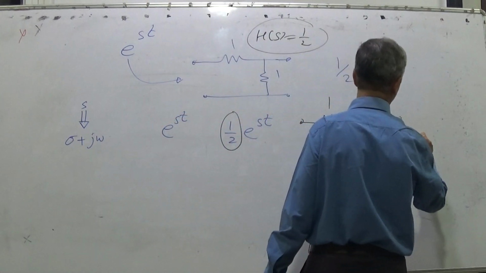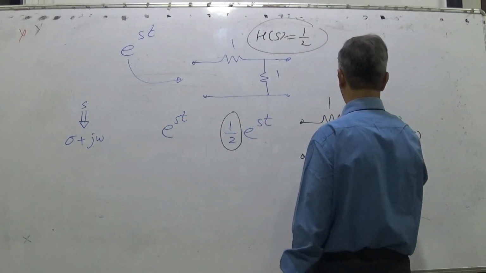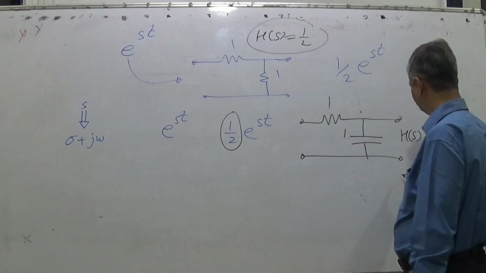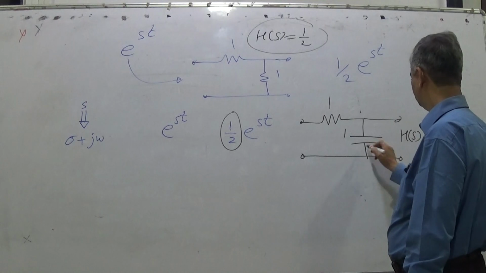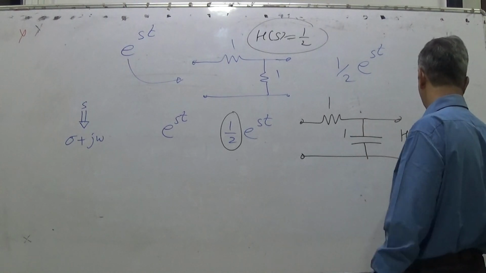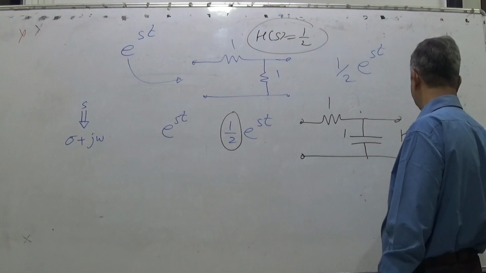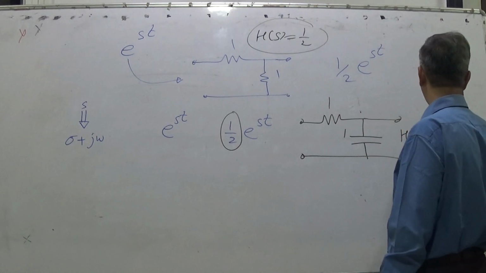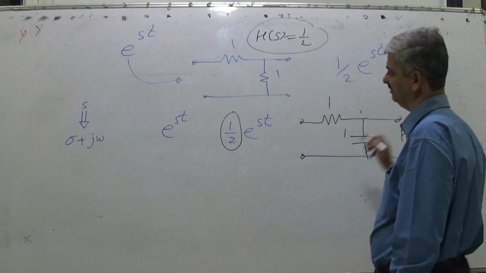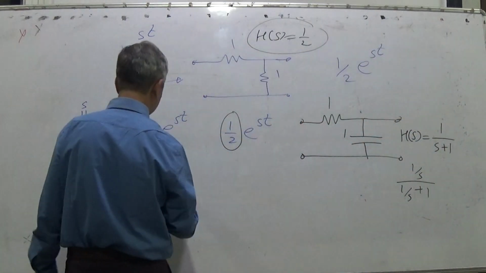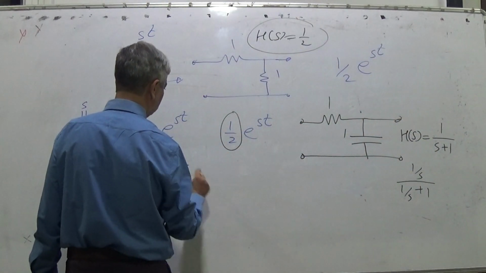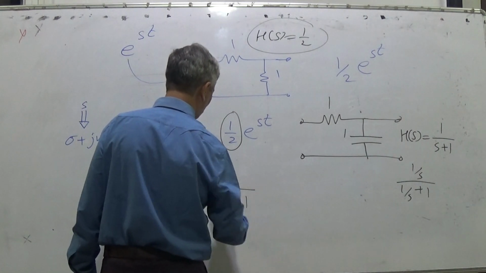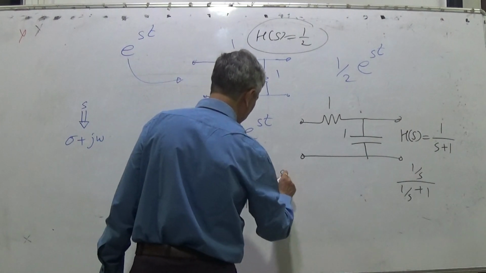H(S) we have computed earlier. 1 upon S plus 1 plus 1 upon S. 1 upon S upon 1 upon S plus 1, multiplying both by S. So H(S) is 1 upon S plus 1. So input is e raised to st, output is 1 upon S plus 1 times e raised to st.